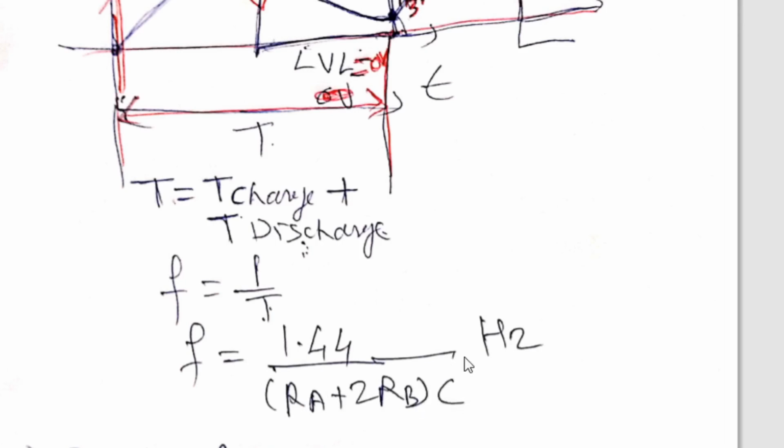This is the capacitor. And if you take the value of RA in ohm, RB in ohm, and capacitor C in farad, convert all those values. If they are in kilo ohm, convert into ohm. If they are in mega ohm, convert into ohm. Capacitor C should be in farad. If it is in microfarad, convert it into farad. If it is in nanofarad, convert it into farad. So when you take all values in their basic units, meaning resistor in ohm and capacitor in farad, then whatever the calculation result is, that is in hertz.